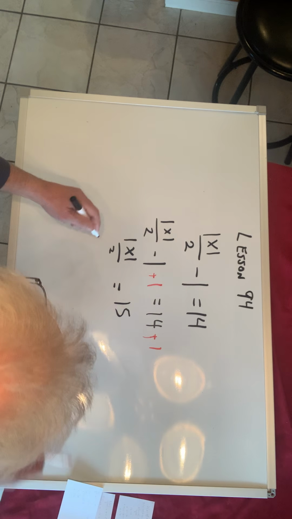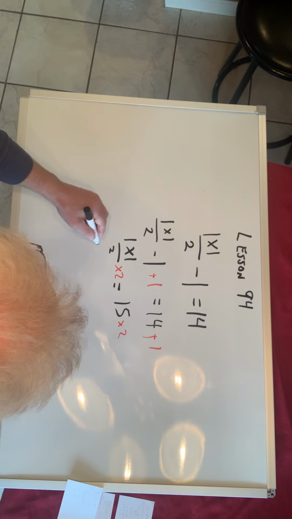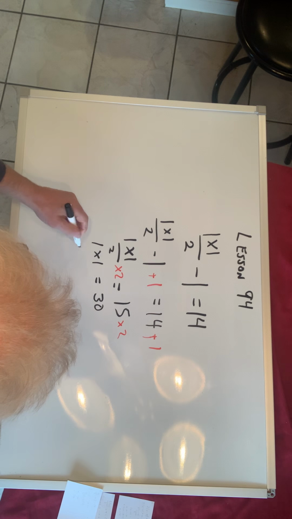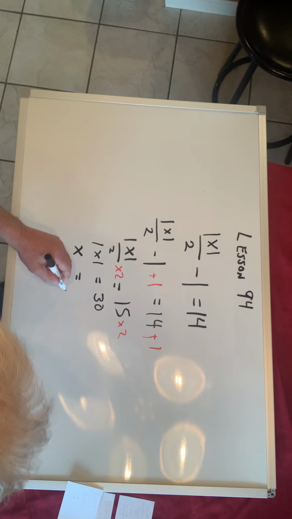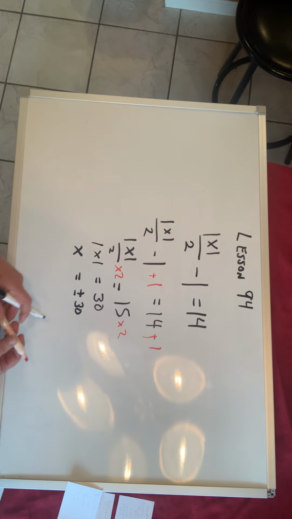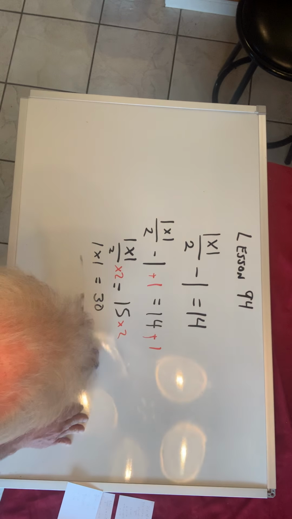They're dividing by 2, so you will say I'm going to multiply by 2. Okay, and you get the absolute value of x is equal to 30, which means x is equal to plus or minus 30 right there. Hopefully that is what you got, okay? So there's one you can work with. Let me give you another one just like it.